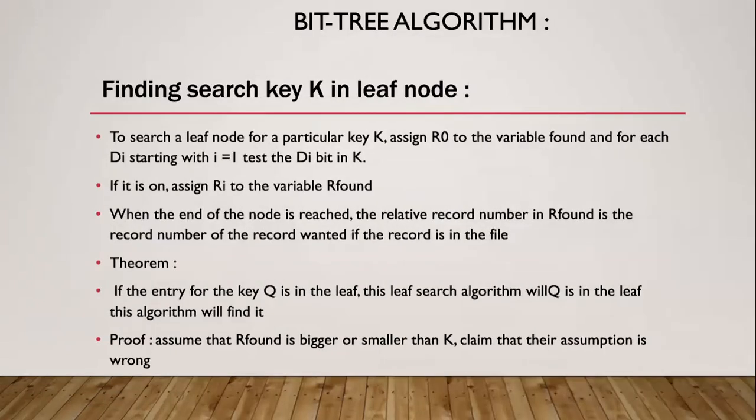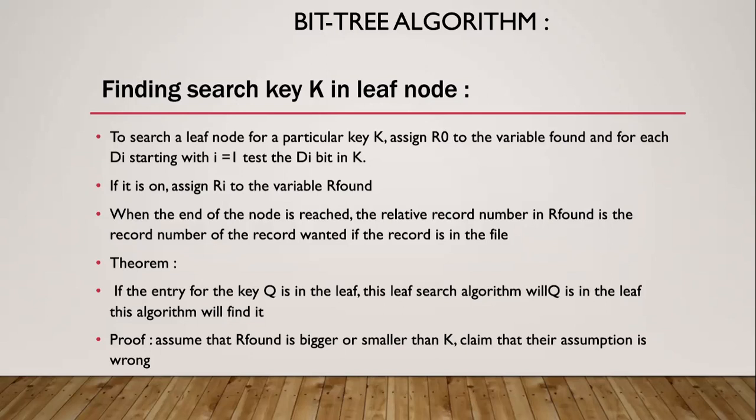Binary tree algorithm: finding search key K in a leaf node. To search leaf nodes for a particular key K, assign R naught to the variable Rfound, and for each D i starting with i equal to 1, test the D i th bit of K. If it is on, assign R i to the variable Rfound. When the end of the node is reached, the relative record number in Rfound is the record number of the record.